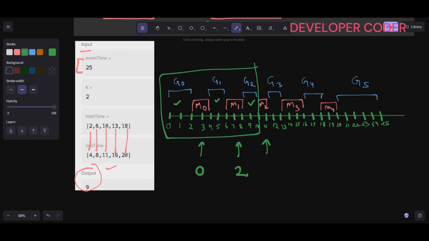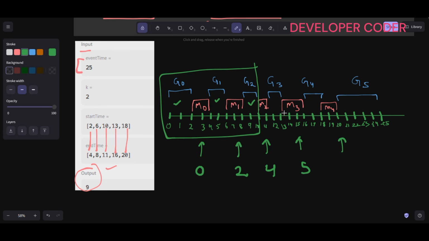So 2 to 4 and 6 to 8, 2. Okay, so 2 plus 2, 4. Okay, right? Clear? Then on start of this M3, what is the duration of the previous meetings? M0 plus M1 plus M2. So I can say here this is nothing but 2, 4 and 5. Okay, 5. Right? Same thing here.